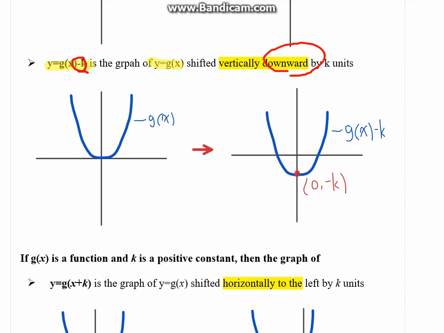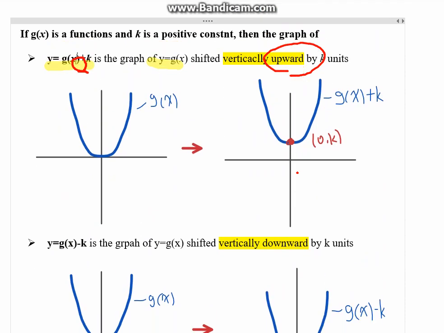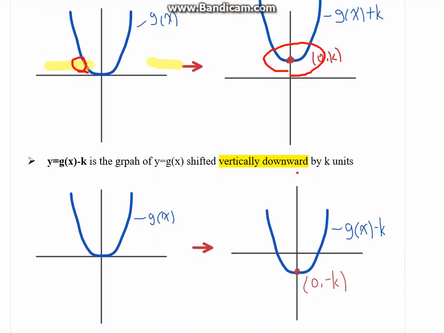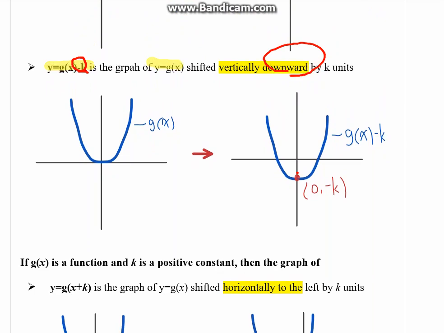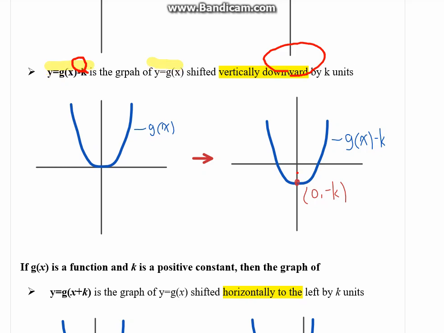Notice here we have positive k and it shifted upwards. We have negative k and it shifted downwards. If there's anything occurring vertically, basically if we have any change in this part of the graph, it's going to be a vertical shift upwards or downwards, and you determine the direction by whether it's positive or negative.